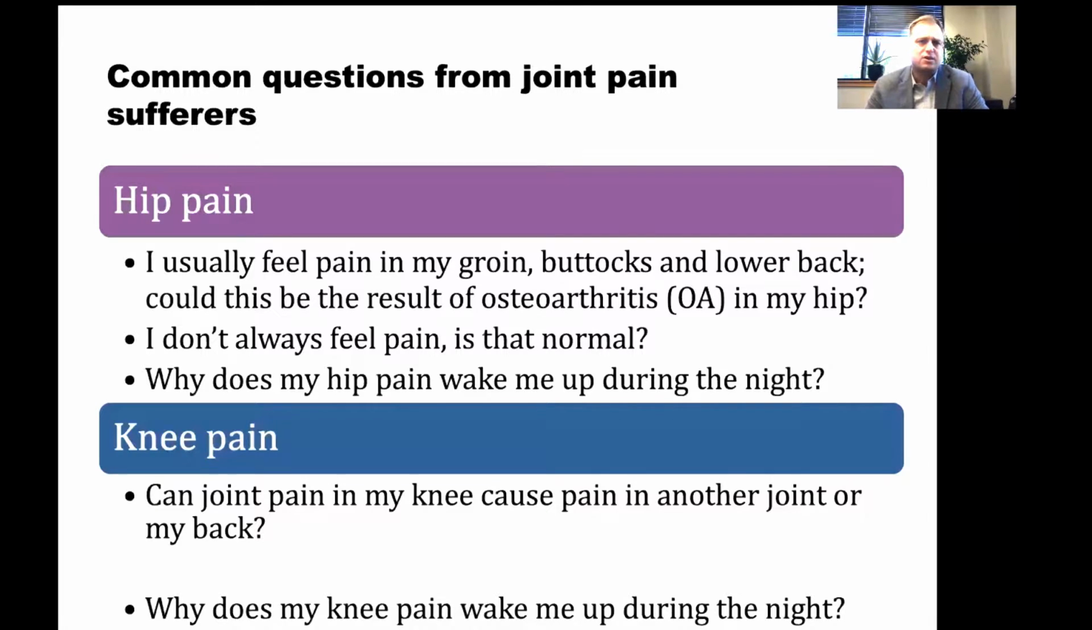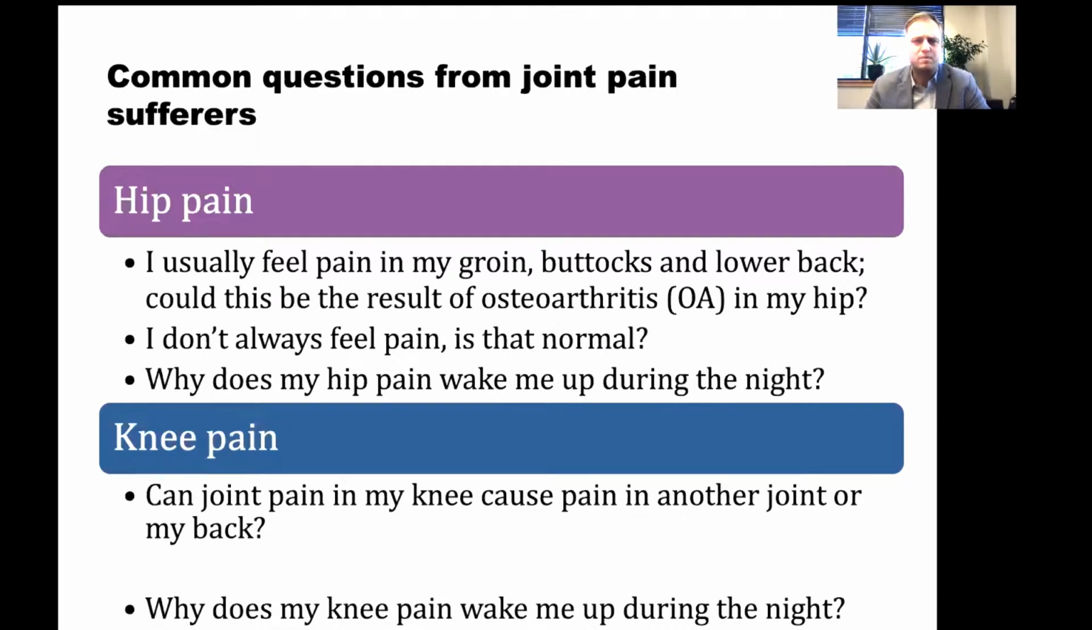Hip pain. Usually hip pain or osteoarthritis of the hip is in the groin or the buttocks, but it can be in the lower back. It's not always. Some people say, I don't always feel pain. Is that normal? Yeah, that can be the case. It can come and go. As your activity increases, you could have more pain.